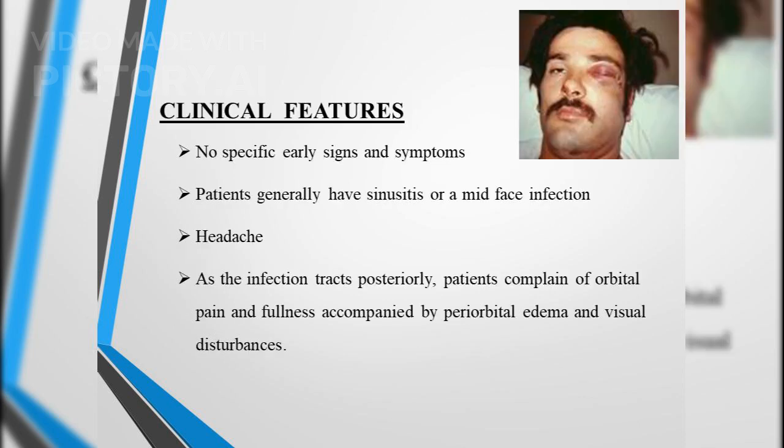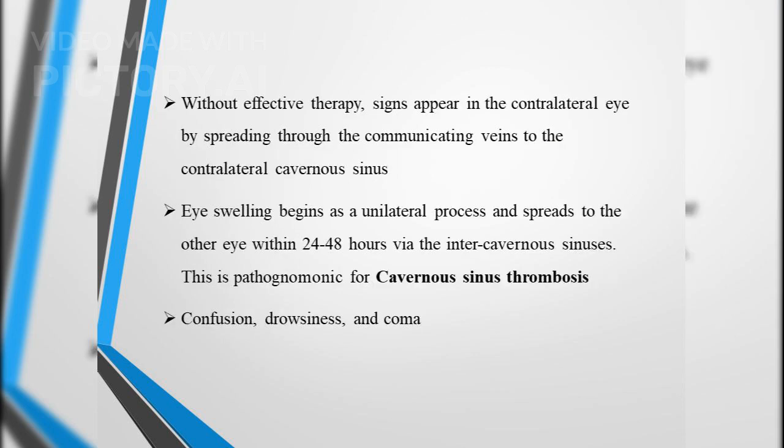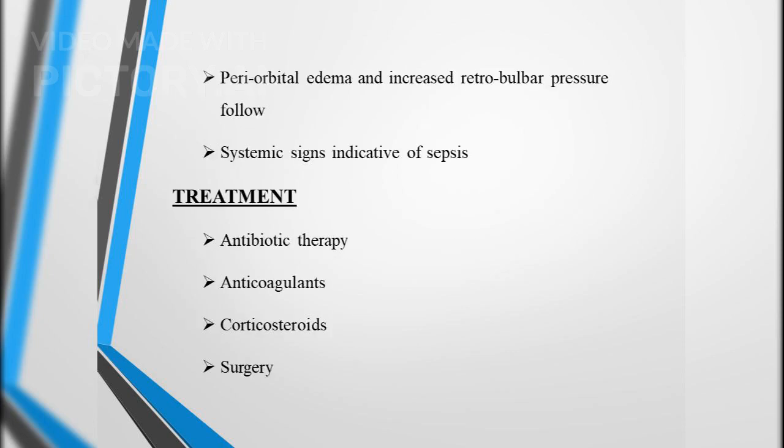Symptoms include headaches and orbital pain, with potential for severe complications like periorbital edema and visual disturbances. Without treatment, symptoms can spread to both eyes, leading to confusion and coma, highlighting the need for urgent medical intervention. Treatment involves antibiotics, anticoagulants, corticosteroids, and sometimes surgery to manage the infection and prevent further complications.